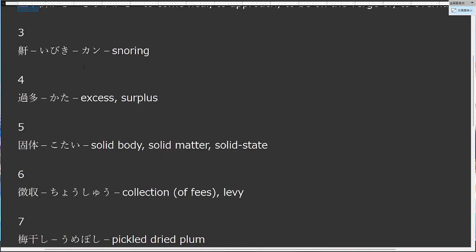Number 3 is a fun one, ibiki or kan, meaning snoring. Ibiki is officially the word for snoring if used in a sentence, kan if the kanji is used with other kanji. Radicals in this kanji are a nose on the left side and dry or parched on the right side. So snoring for the Japanese is dry nose. Ibiki or kan is snoring.